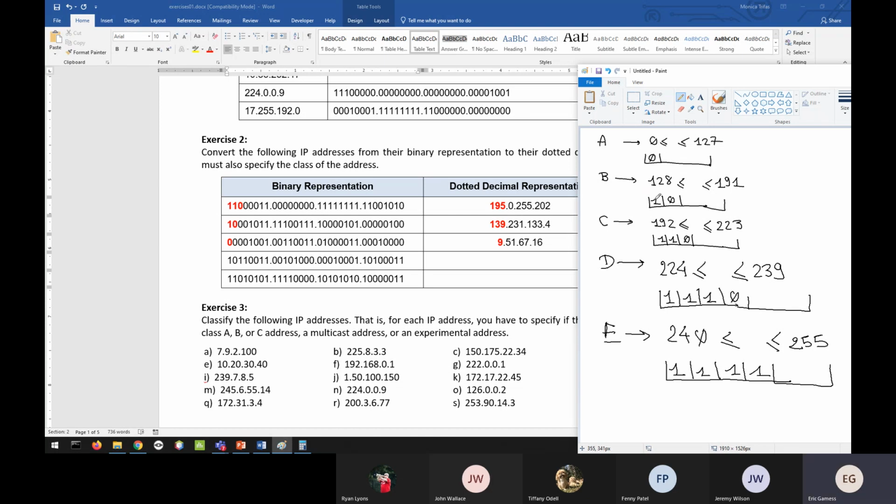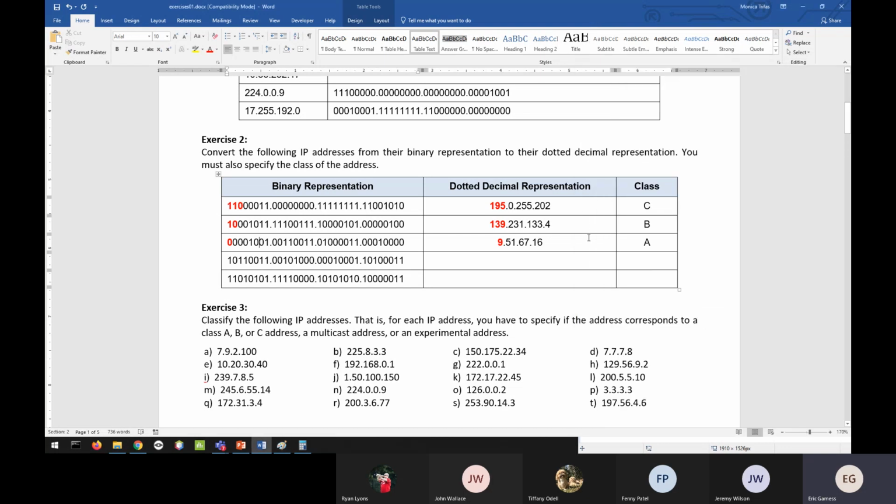So it cannot be a class B, because if it's a class B, the first 2 bits have to be 1, 0. And this is not the case. It cannot be a class C, because in a class C, the first 3 bits will be 1, 1, 0. And we don't have 1, 1, 0 here. Okay, so there is only one possibility, which is a class A. The first bit, the most significant bit, has to be a 0.